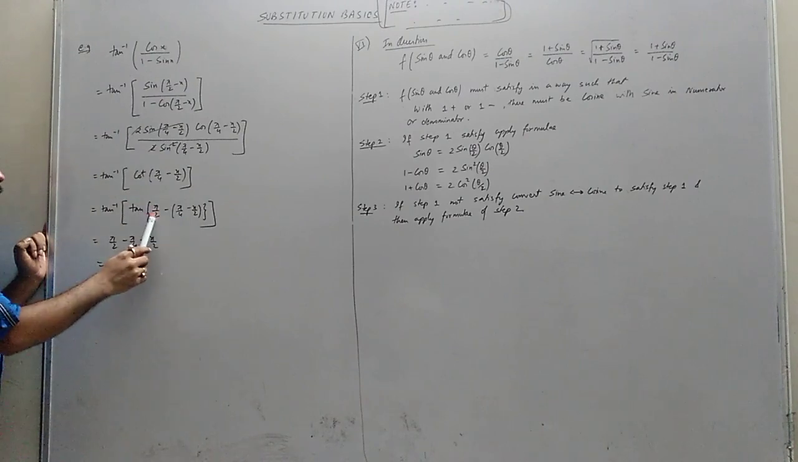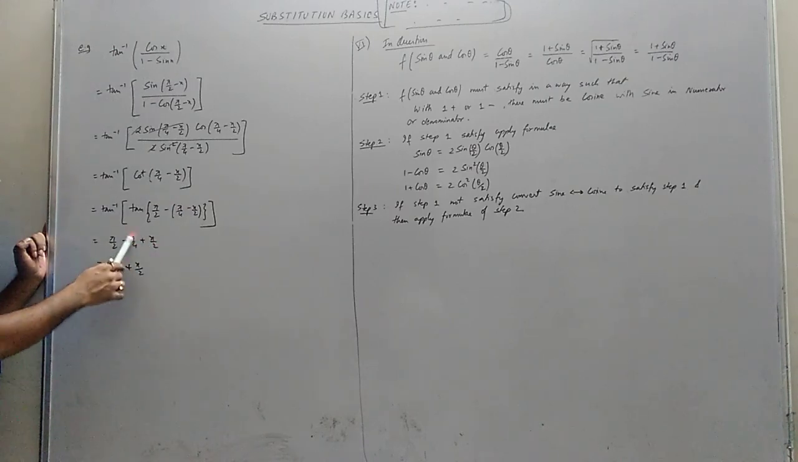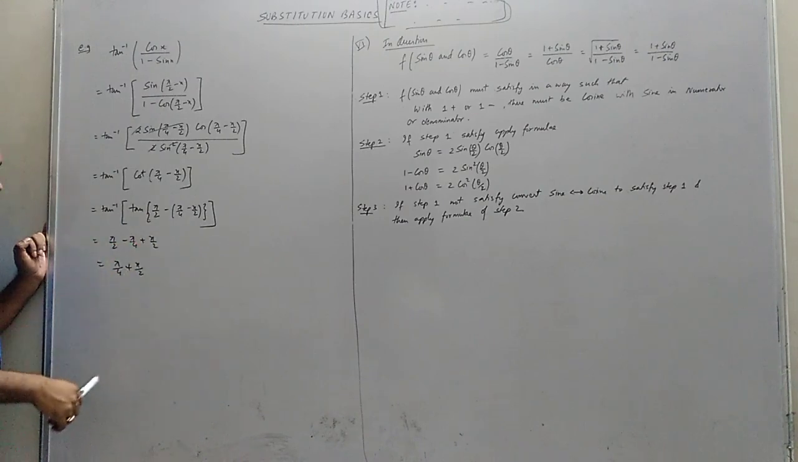Okay. So tan inverse tan is gone. Pi by 2 minus pi by 4 plus x by 2. So pi by 2 minus pi by 4 is pi by 4, giving pi by 4 plus x by 2. Solve it: 90 minus 45 is 45. Okay. Pi by 4 plus x by 2 is the answer.